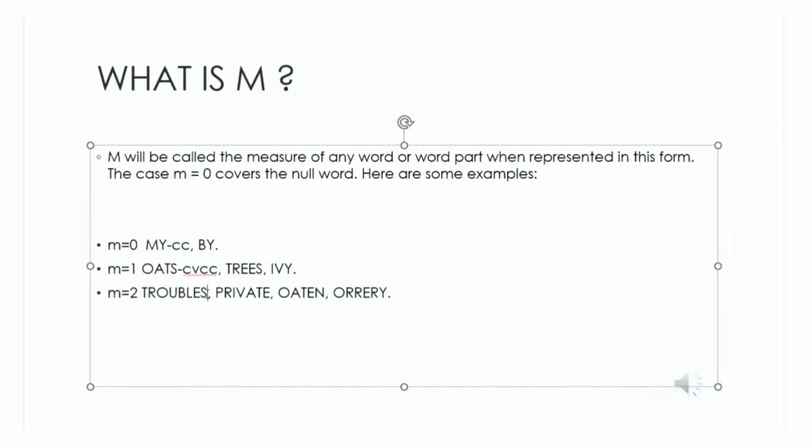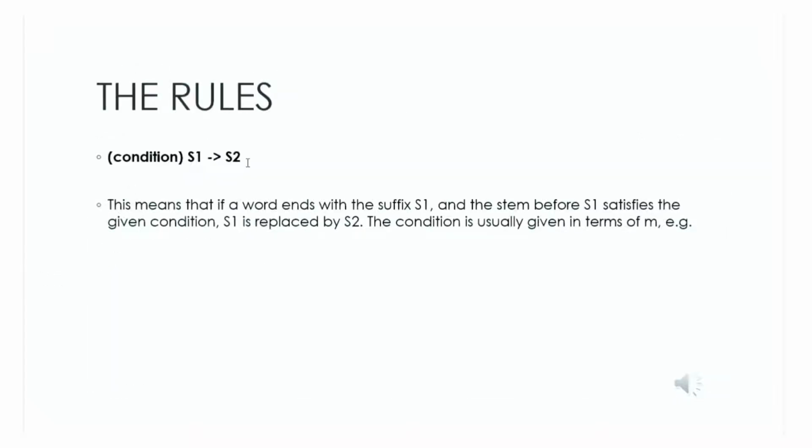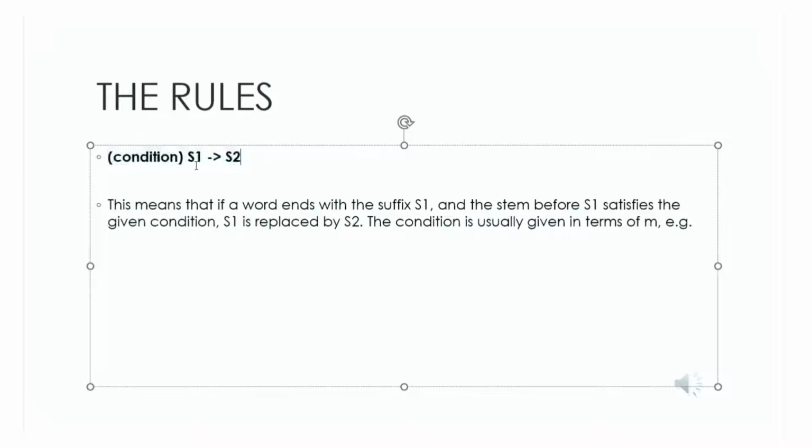Let's try it out for troubles. Troubles is CCVVCCVC. We can count the number of CV occurrences. Here it occurs once, then there is a VC, so we just avoid it, and here it occurs once, so we get 2. Here are a few other words with M equal to 2. You can write them out and check. So we are now familiar with the concept of M. Now I will give an introduction to the rules that we have been talking about in this algorithm. This is the basic standard form of the rules that we are going to see. S1 is the word and S2 is our output word. For S1 to become S2, a condition should be satisfied.